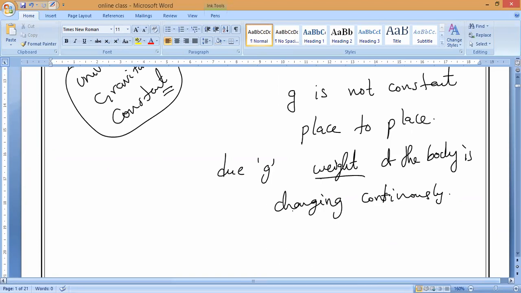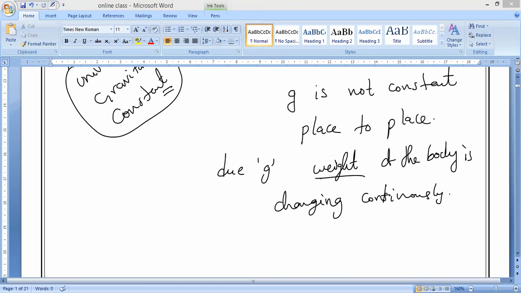Suppose you move from Pudukkottai to Chennai, Chennai to Andhra, or towards the North Pole, the South Pole, the equator line, or the radius of the earth. Everywhere, the g value is continuously changing. The value of acceleration due to gravity at the equator has been taken as the standard value. That is called 9.8 meter per second square.